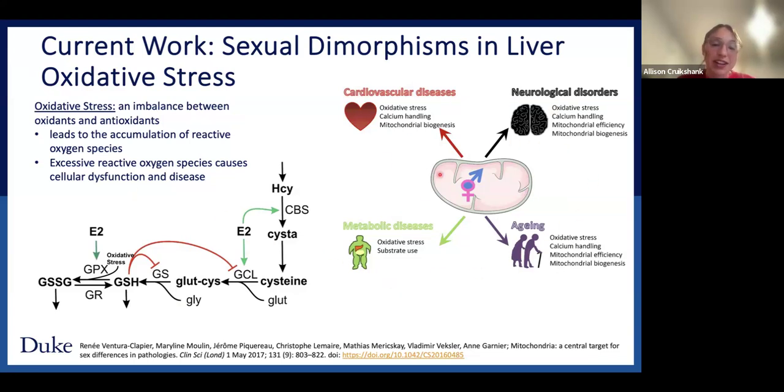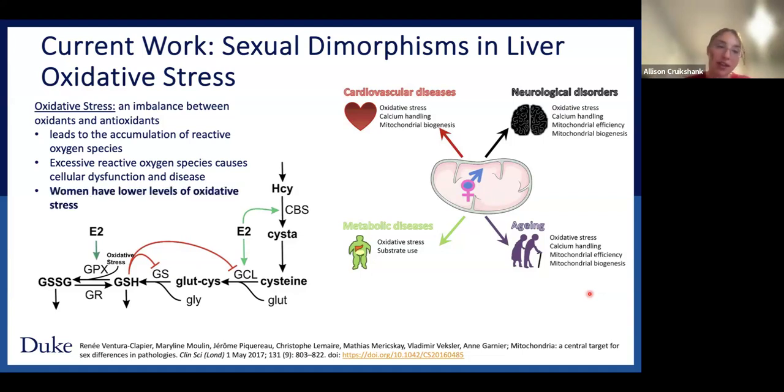And this is a diagram from this paper down here. So this is a mitochondria and a cell. You can see that oxidative stress is implicated in cardiovascular diseases, neurological disorders, metabolic diseases, and diseases associated with aging. So it's an area of ongoing research, and there's a lot of research showing that oxidative stress is more and more important in a lot of these diseases that we see.